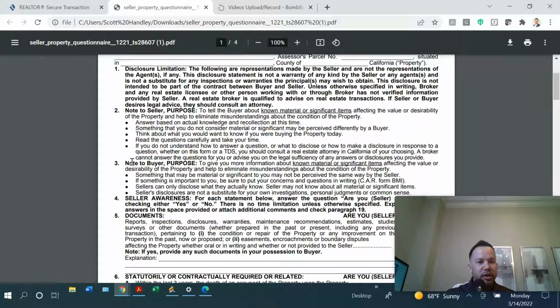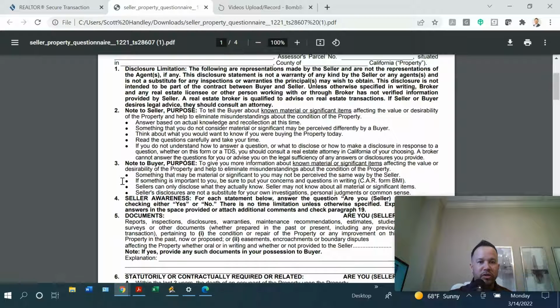So number 3, kind of the same thing, but this is now a note to buyer, not seller. Purpose: to give you more information about known material or significant items affecting the value or desirability of the property and help eliminate any misunderstandings about the condition of the property. Something that may be material or significant to you may not be perceived the same way by the seller. So just a little disclaimer there. If something is important to you, be sure to put your concerns and questions in writing, using form BMI.